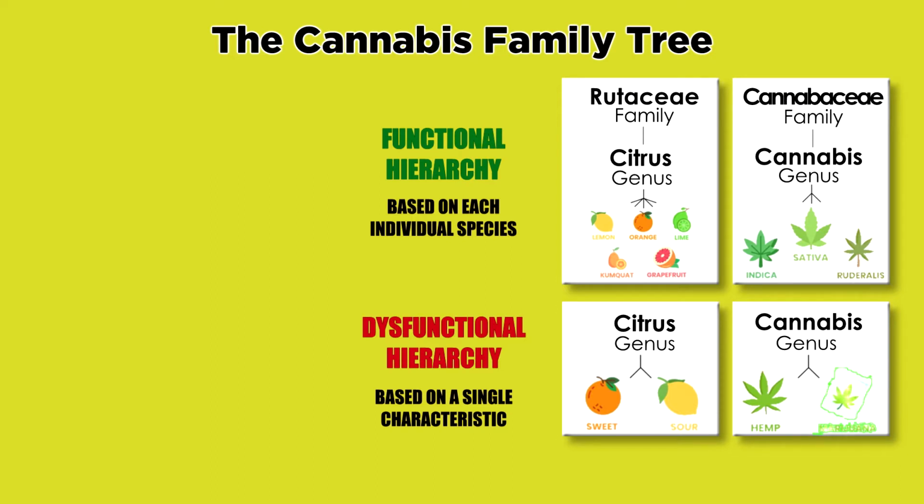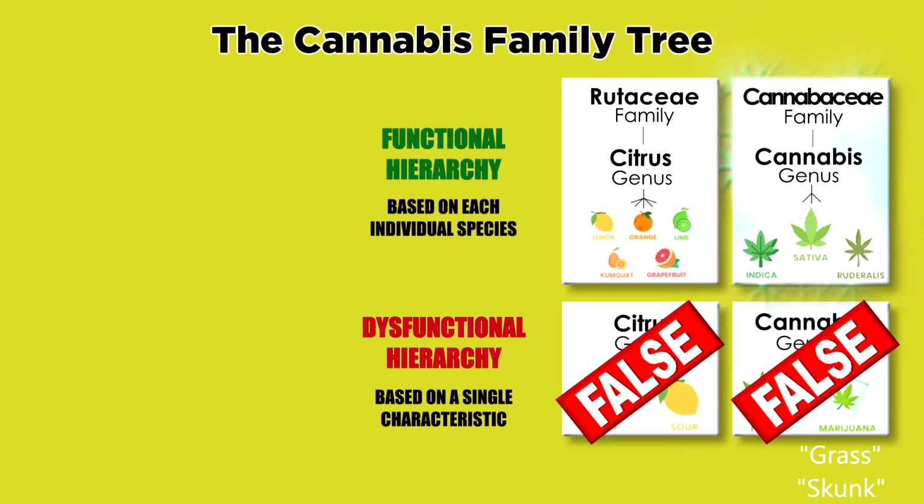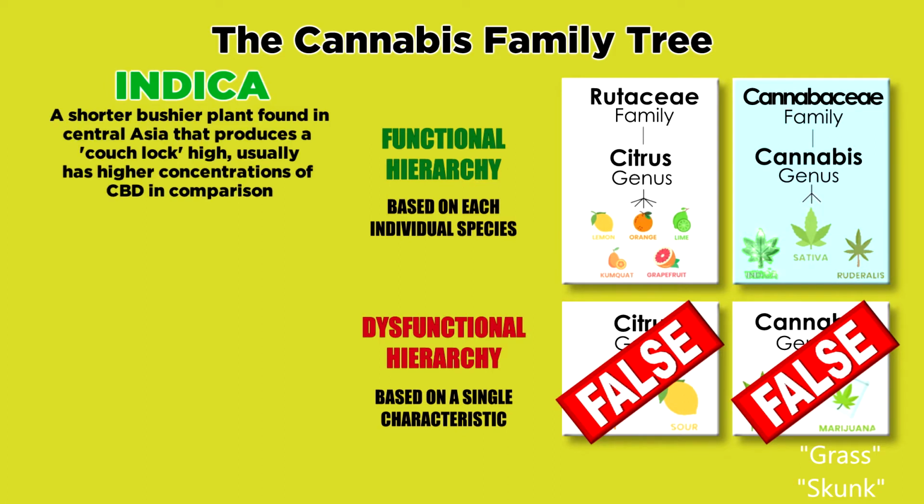Marijuana is then usually subcategorized into grass or skunk, which again can be seen as a reductionist way. The citrus genus, by comparison, could be broken down for all citrus fruits to be sweet or sour. We know this not to be true, so if you look above, cannabis actually has 3 genus types, and these are indica, a shorter, bushier plant found in Central Asia. Its users say it produces a couch-lock, relaxing high, and this is usually due to its higher concentrations of CBD.